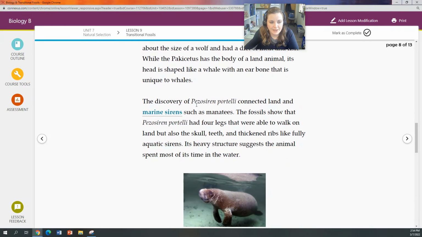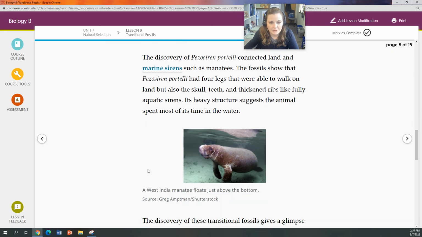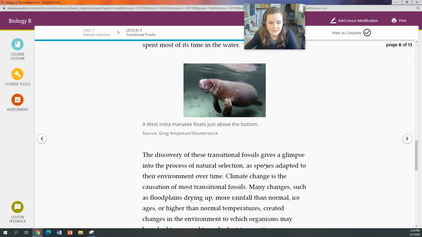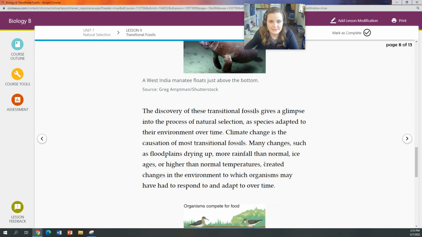And then we have the discovery of Pezosiren portelli, which connects land animals and marine sirens such as manatees. The fossil showed that this animal had four legs and was able to walk on land, but had the skull, teeth, and thickened ribs like fully aquatic sirens. So it basically tells us how we have different animals that fill the gaps between the big jumps, the big changes that we see evolutionarily speaking.